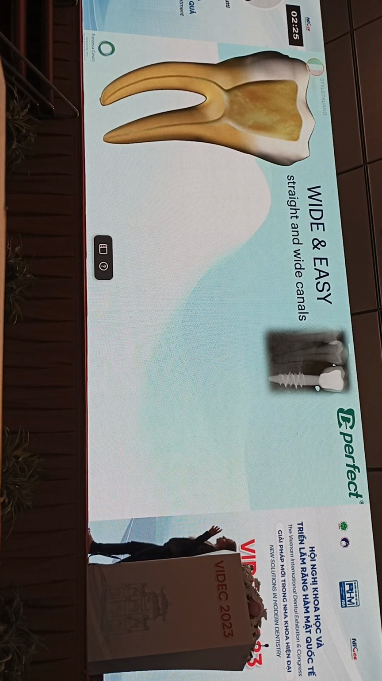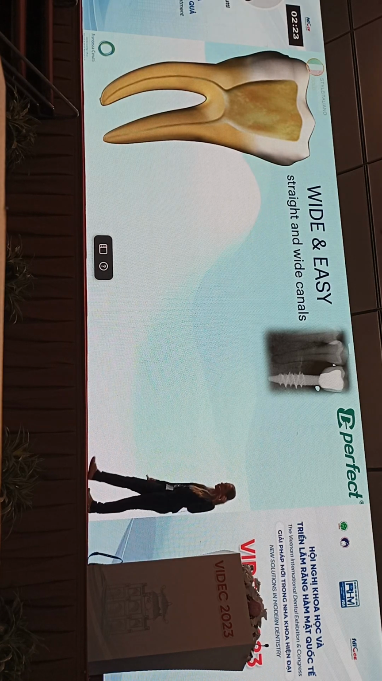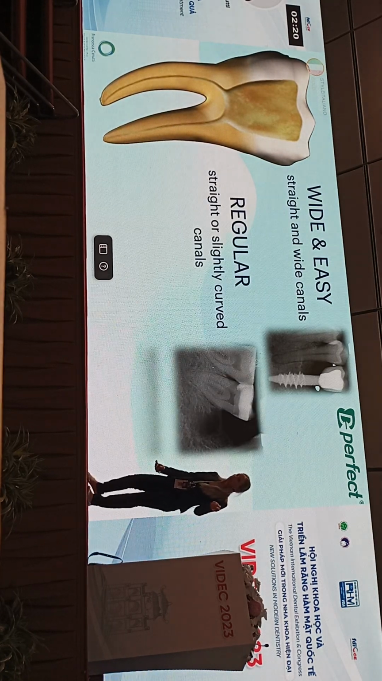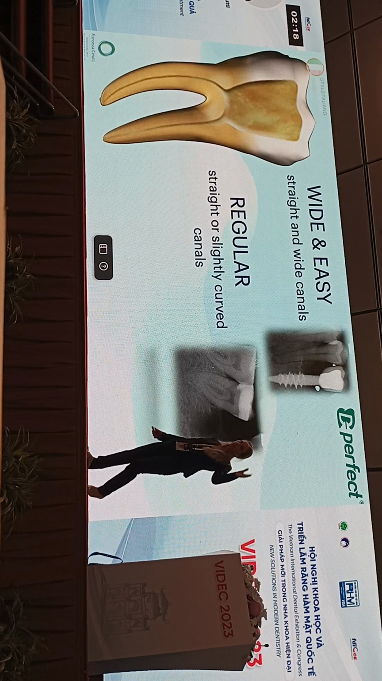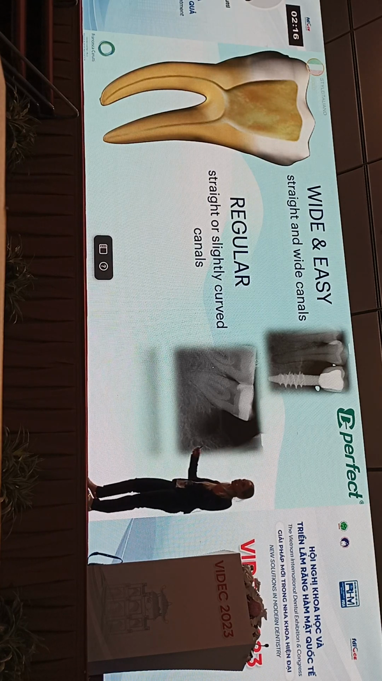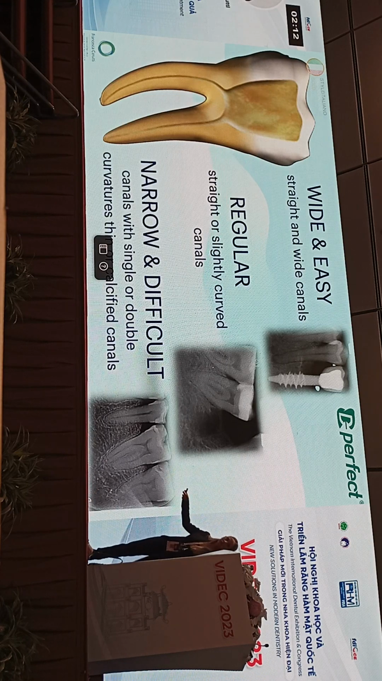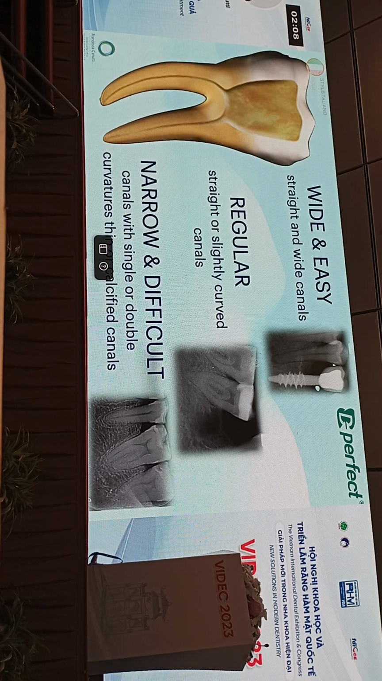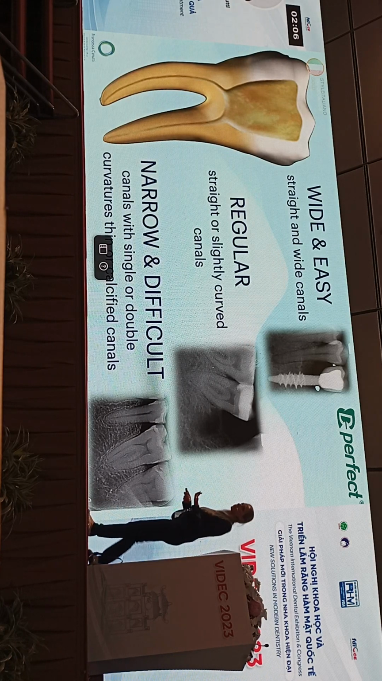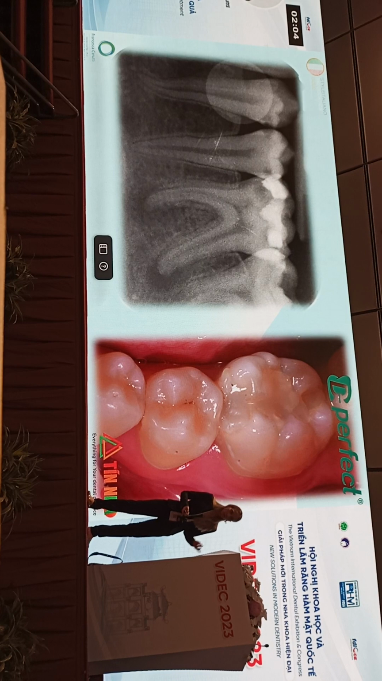We have to define which is the shape of our canals. Are they wide and easy? I'm using a sequence. Are they regular? I can use another sequence. Are they narrow or difficult? I can use smaller taper files. It's the anatomy of the tooth that guides you to choose which file you are going to use.